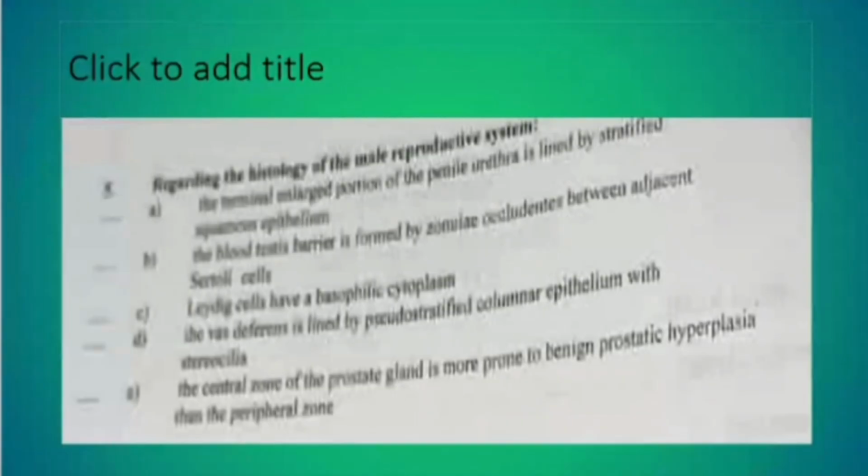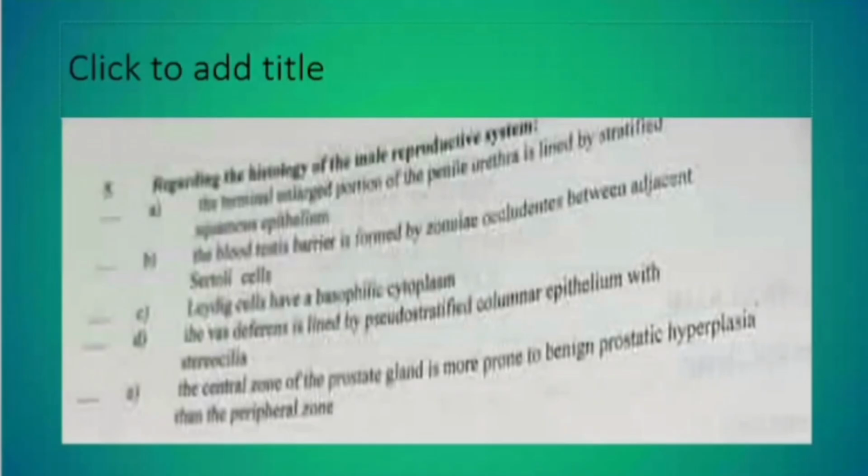Then, the blood testis barrier is formed from the zonula occludens tight junctions. Done. Then, Leydig cells are basophilic. I mentioned that you should never forget that they are eosinophilic. Then, your vas deferens is lined by pseudostratified columnar epithelia with stereocilia. True, but remember that the stereocilia are more numerous in the epididymis.